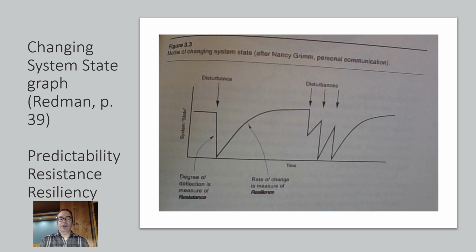I also wanted to talk a little bit about this graph. Now, I mentioned in the welcome video that we will be looking at lots of scientific papers and how to read different graphs. This is called the changing system state graph, and you can find this in our textbook in Redmond, page 39.